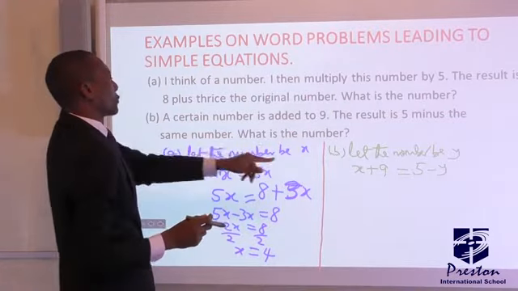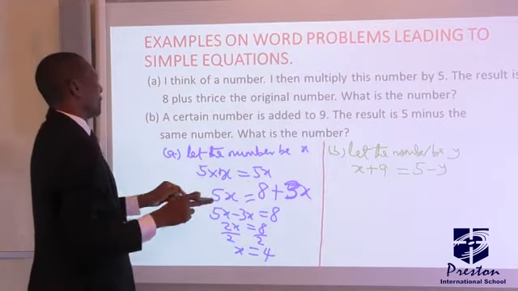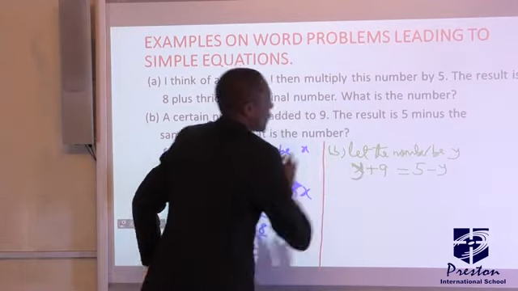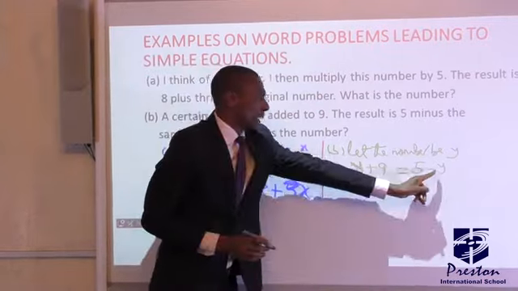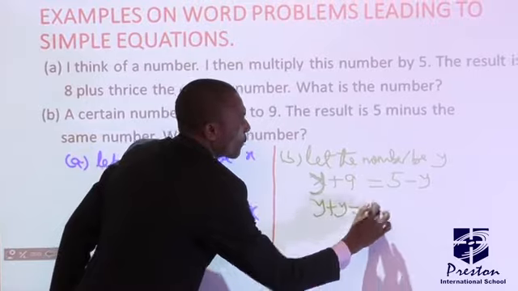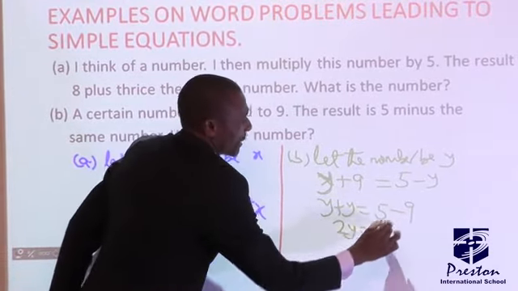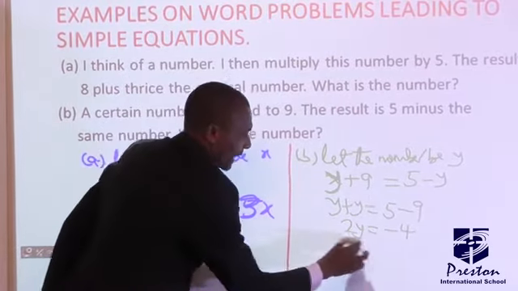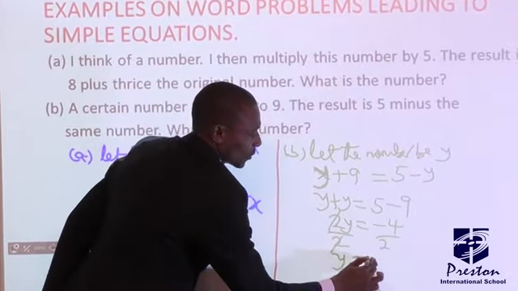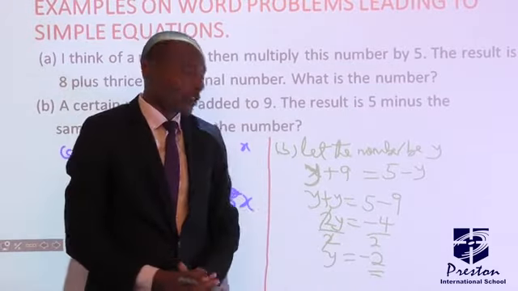A certain number is added to 9. The result is 5 minus the same number. Here it is y, take note, it's not S. Let's collect like terms. Bring minus y across the equality side, it becomes plus. I have y plus y equal to 5. Take my plus 9 across, it becomes minus 9. y plus y is 2y. 5 minus 9, don't forget it's minus 4. Divide both sides by 2. The answer therefore becomes y equals minus 2. Don't forget the minus must be there because I have minus 4 divided by 2.